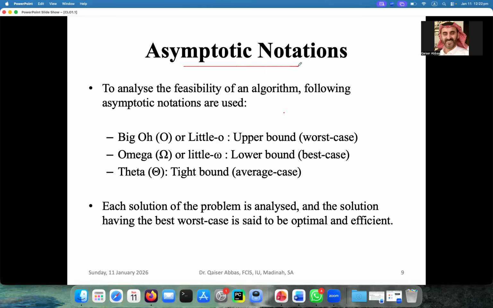We want to analyze the algorithms. And if we want to analyze the algorithms, we can analyze them theoretically, mathematically, by using some asymptotic notations. Those are generally three asymptotic notations. First one is big O, second one is big omega, then theta. The little o and the little omega also exist, but you will see what is the difference between big O and little o.